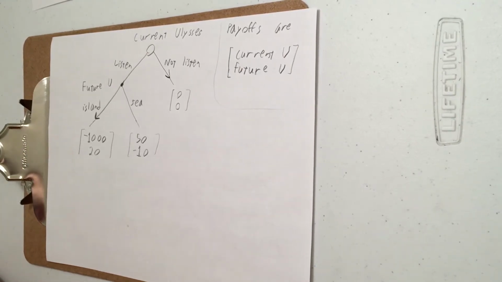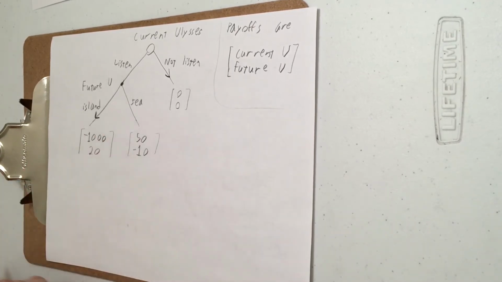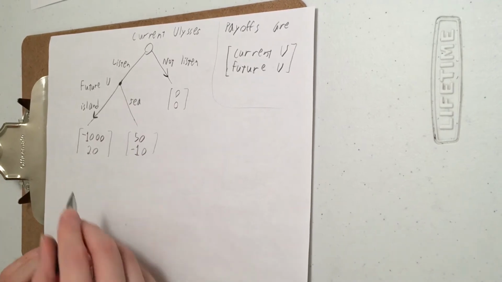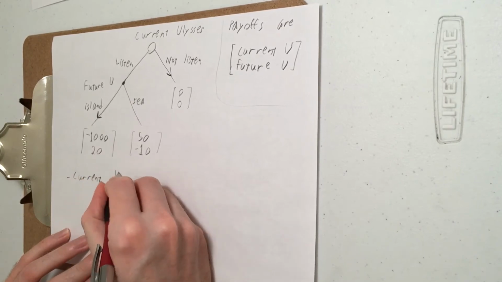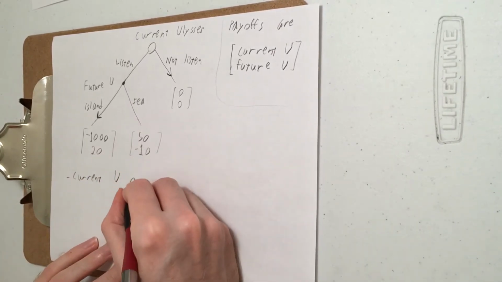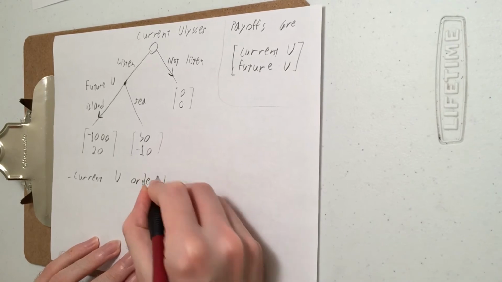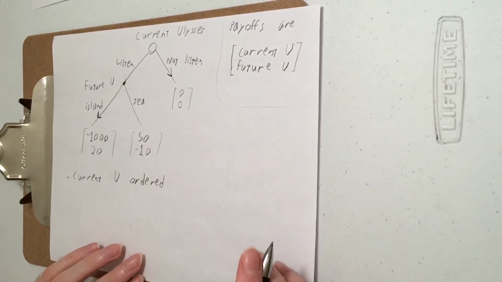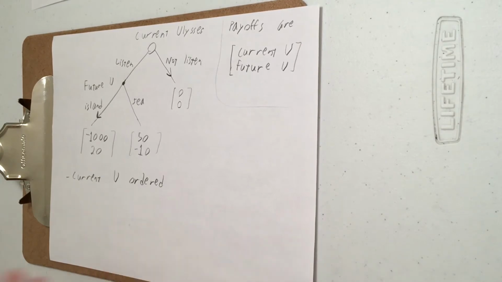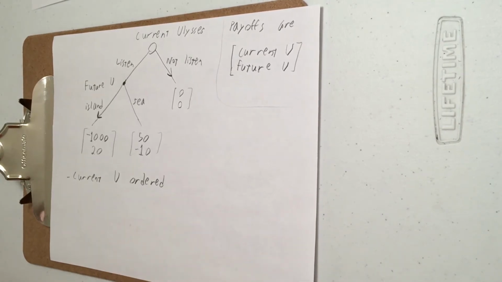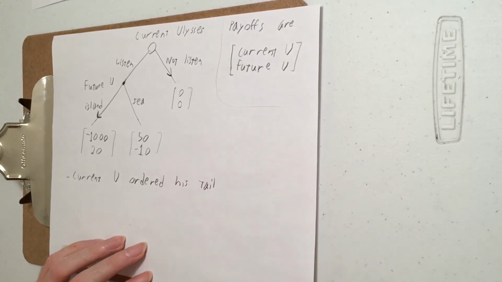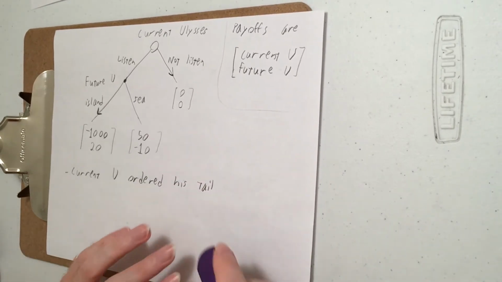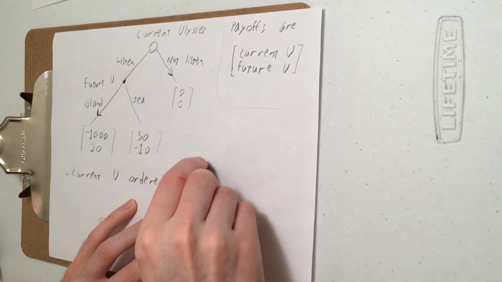So current Ulysses had to somehow set up a plan and also have a way to make sure that future Ulysses can't override it. So here's what he did. He had his sailors tie him to the mast, and Ulysses had no earplugs, but all his sailors had earplugs. Oops. Sailors, not tailors. They're different.